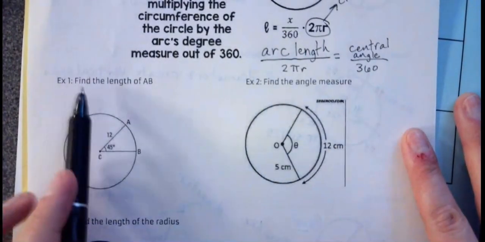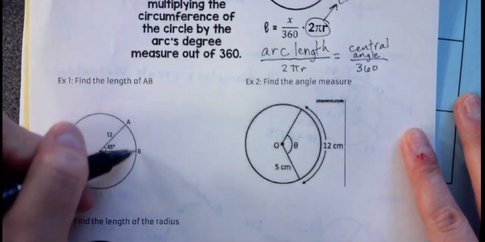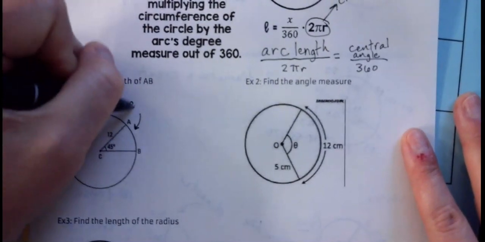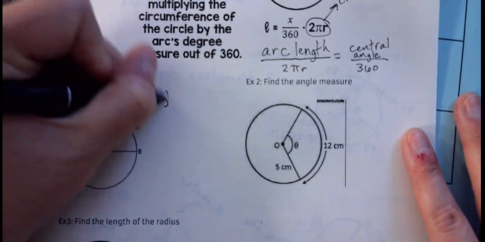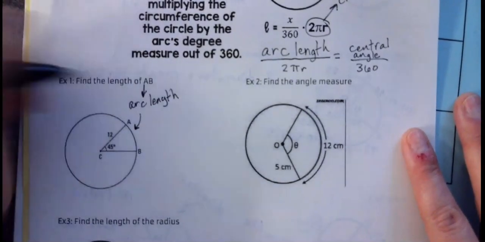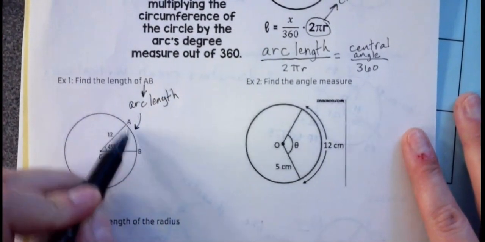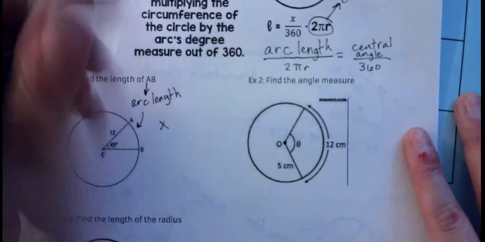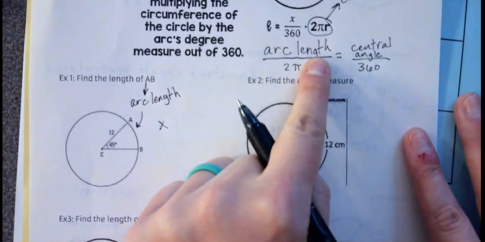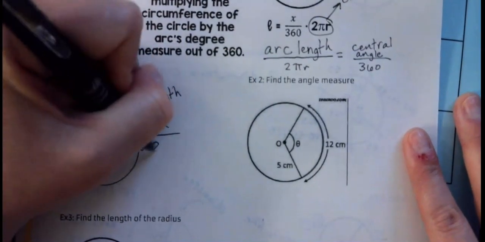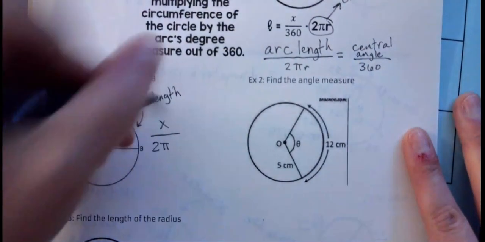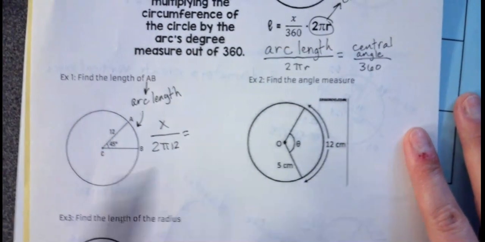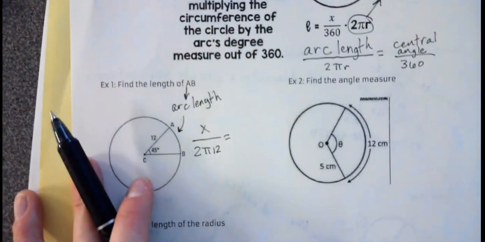But for this one, find the length of AB. So AB is this arc length right here. If you did not know that, AB is the arc length. The arc length is that thing. So we're going to put an X where the words arc length are in our formula. And then we're going to go over 2 times pi times, we know the radius, it is 12, which ends up being 24 pi, but I'm just kind of showing you where these things are coming from.